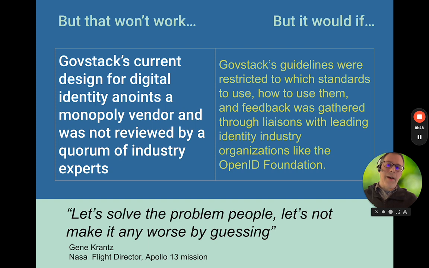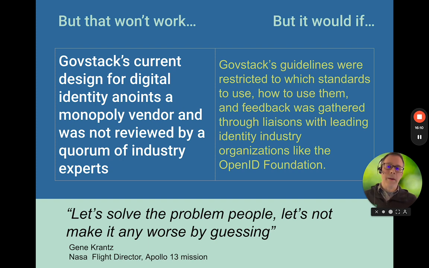The current design is really not going to work. But it would work if GovStack guidelines were restricted to which standards to use, maybe how to use them, i.e., profile the standards, and feedback was gathered through liaisons with leading industry organizations like the OpenID Foundation and others.